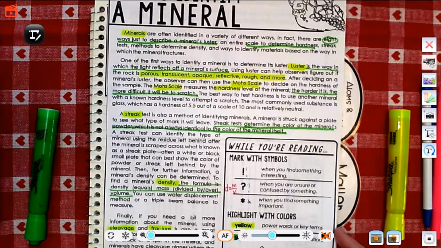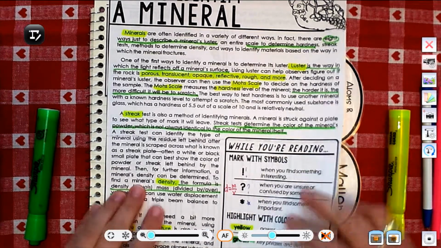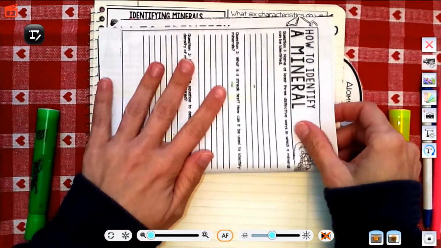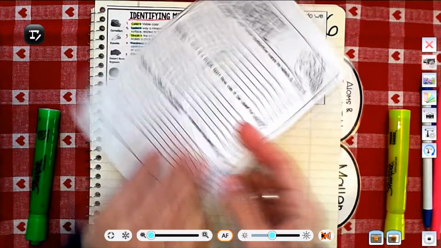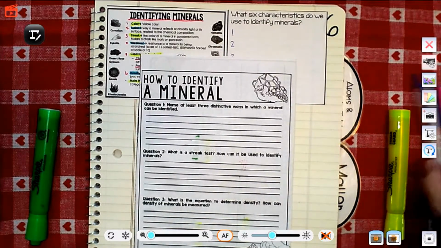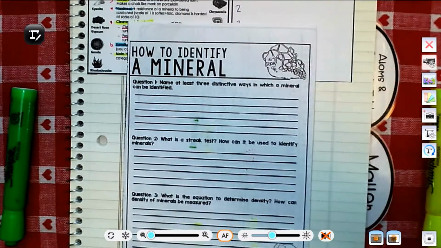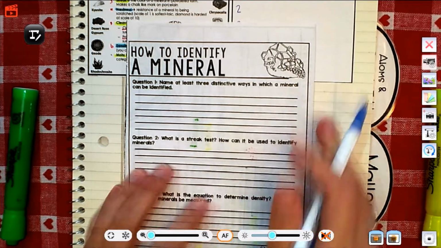So once you've gotten this done and you have at least one of each of these, you can flip over to the back for questions. So fold that in half, hamburger style. And I'm going to again get you started with sentence starters and tell you which paragraph each of these answers can be found in. Okay, name at least 3 distinctive ways in which a mineral can be identified.